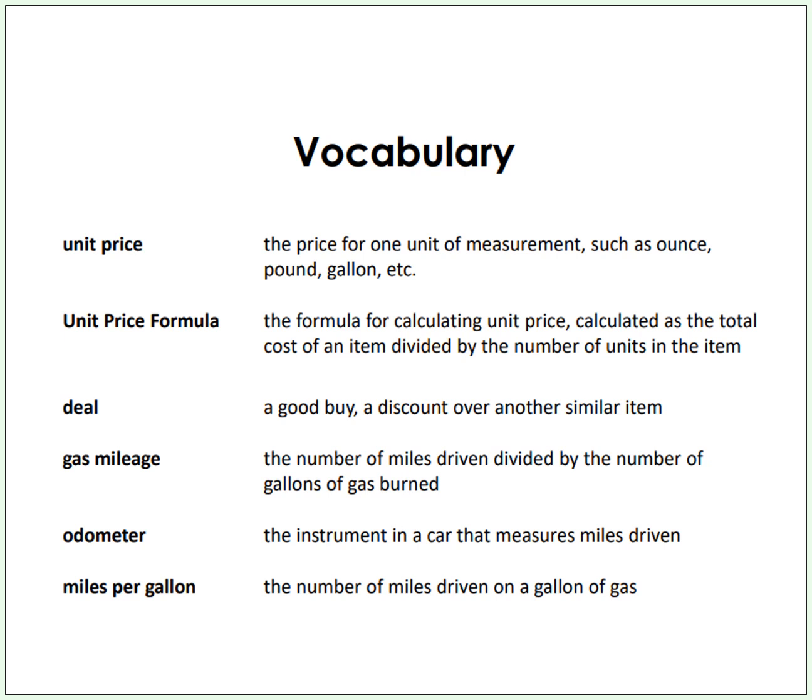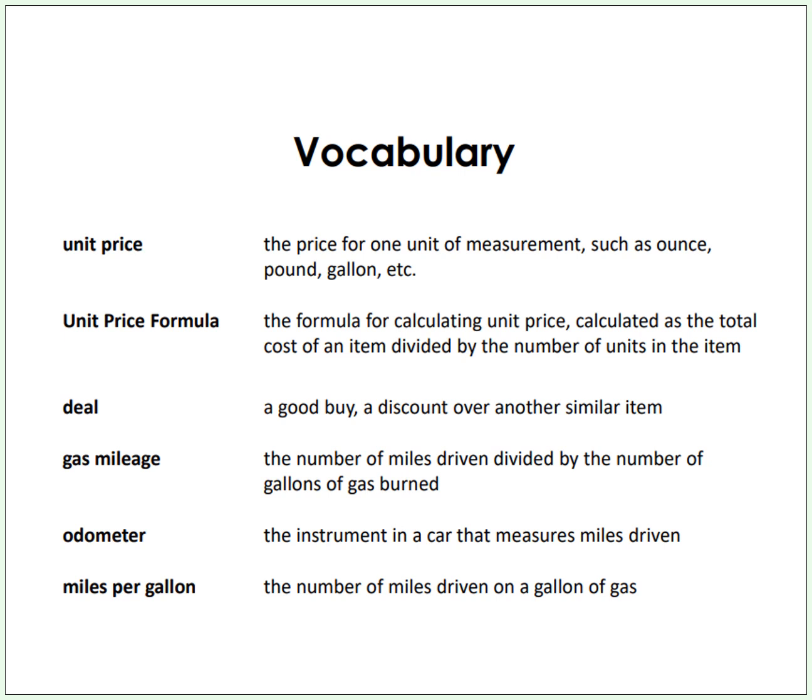The unit price formula is found, and we're going to have this written out in a formula in a second. You find it by taking the total cost divided by the units. It's price per unit, price divided by units. The word deal just means a bargain, or a discounted price from a similar item.